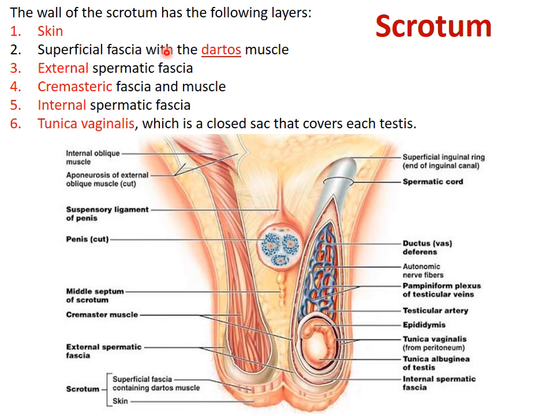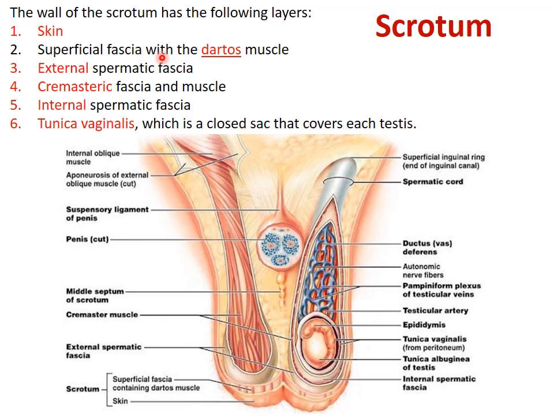So superficial fascia with the dartos muscle. Okay, we will discuss this. External spermatic fascia, cremasteric fascia, internal spermatic fascia. And after this internal spermatic fascia, what comes to the testis? In front of the testis, we have got a double layer of tunica vaginalis. So we have got the tunica vaginalis, which is a closed sac that covers each testis.